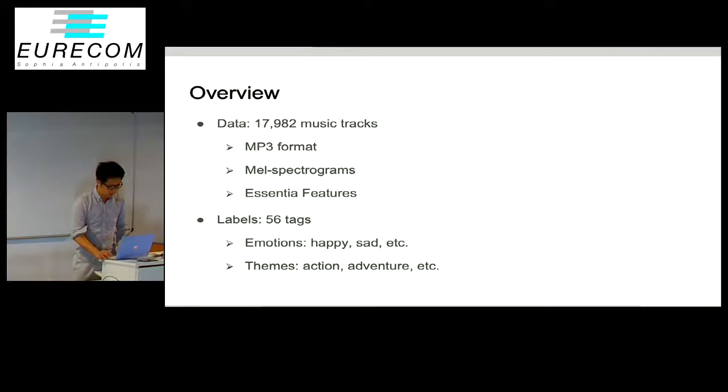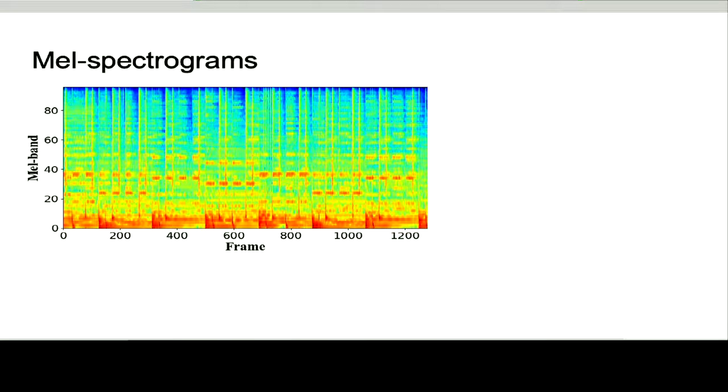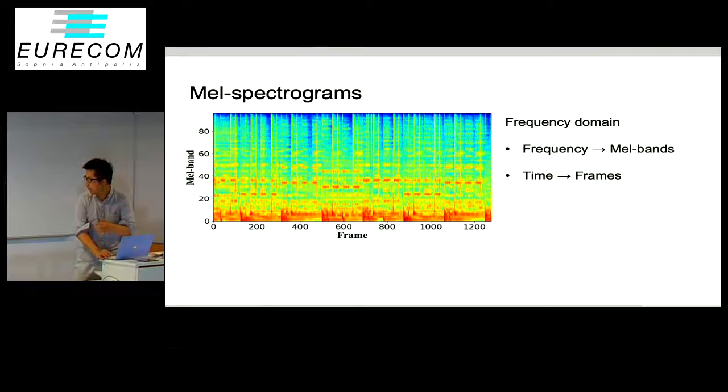For the data, we have 3 types of data, but we only use the Mel-spectrogram. The Mel-spectrogram is like that image. It maps the frequency to the Mel bands and represents the audio as many frames.